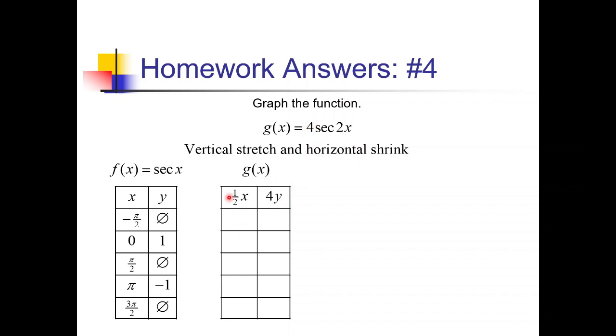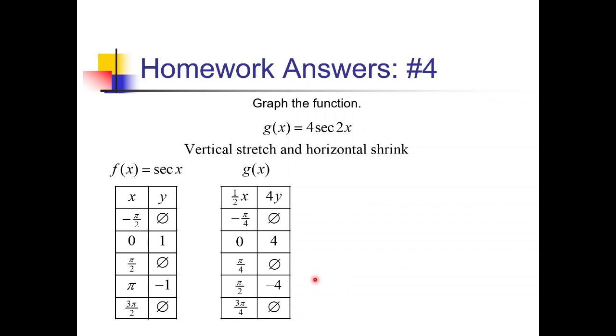All right, let's multiply 1/2 by all the x values. 1/2 times negative pi over 2 will be negative pi over 4. And then 0 is still 0. Pi over 2 becomes pi over 4. Pi becomes pi over 2. And 3 pi over 2 becomes 3 pi over 4. So that wasn't too bad. Let me do 4 times my y values. All the undefineds are still undefined. So we've got undefined, 4, undefined, -4, and undefined.